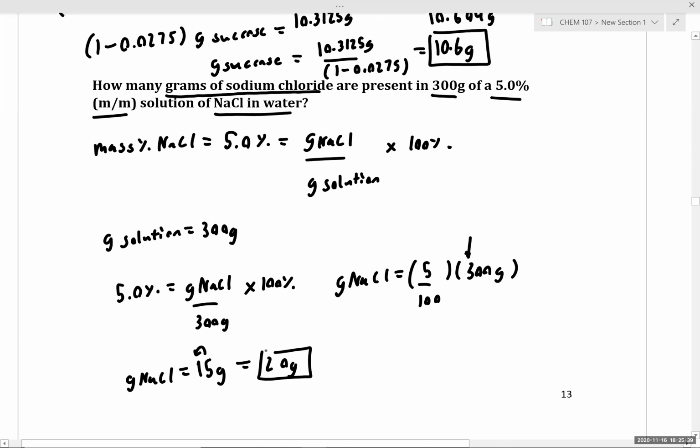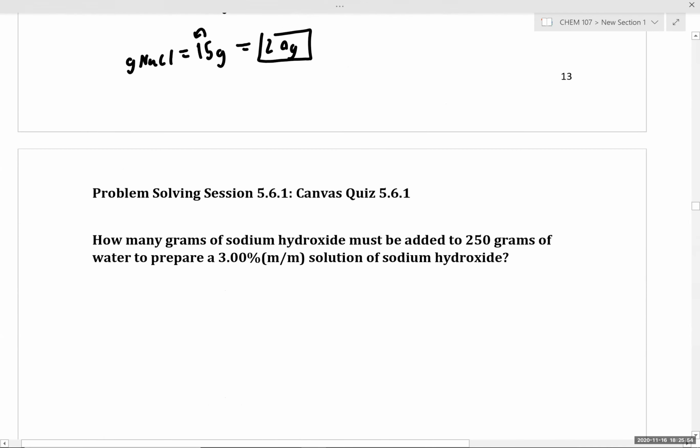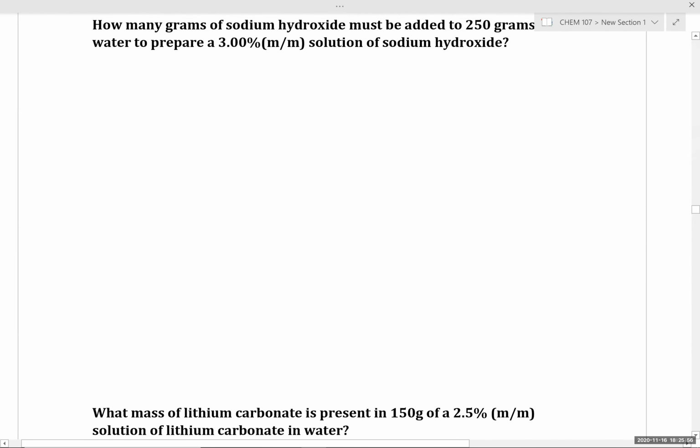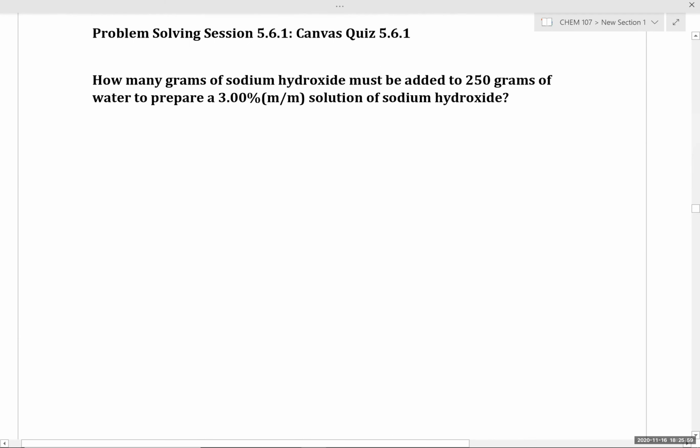Does this question make sense for everyone? Does this question make sense? Yes. Perfect, perfect. So let's keep going now. And let's try to solve the following question. We're asked how many grams of sodium hydroxide must be added to 250 grams of water to prepare a 3% mass over mass solution of sodium hydroxide.